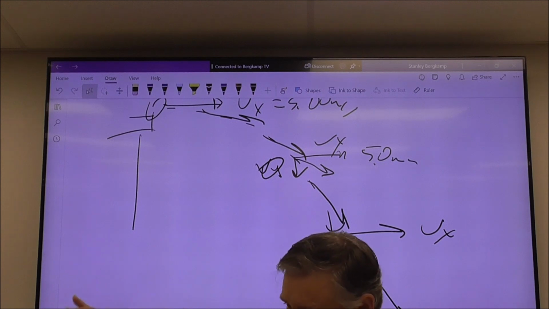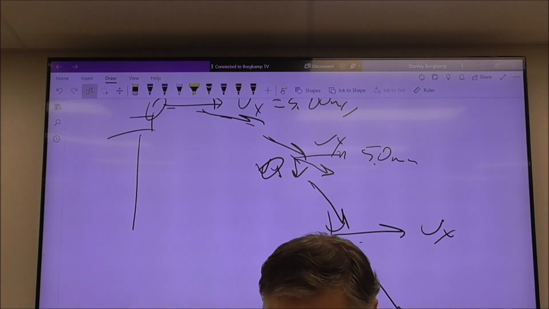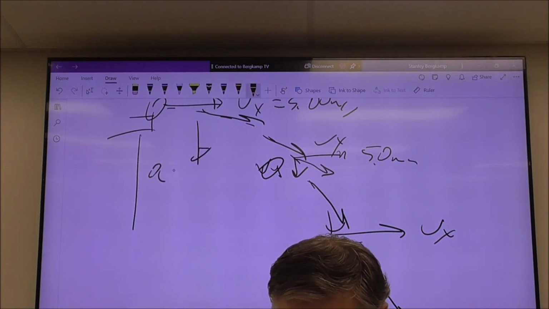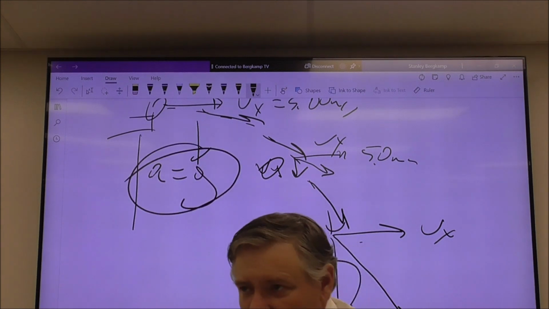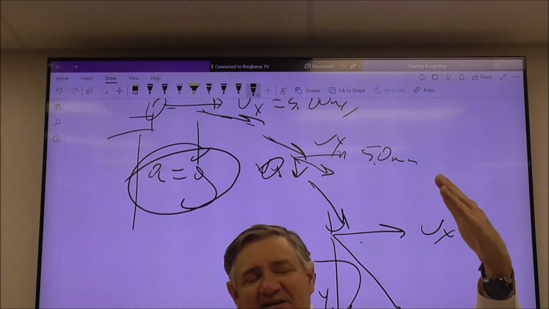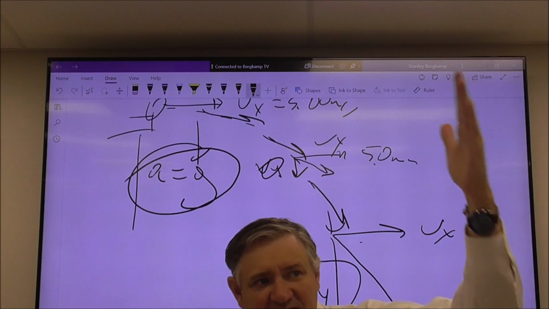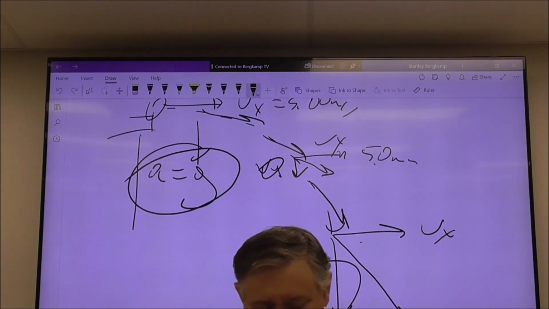But your Vx is going to stay the same because the only acceleration vectors are going to be vertical, because the only force acting on the system is what Tyler said. The only force acting on the system is going to be vertical.